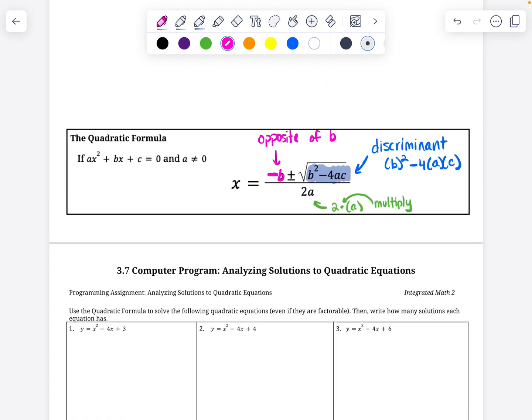Just a little bit of a detail about the quadratic formula. As a reminder, this is the quadratic formula, which is in your notes from a bit earlier. There's a special part of the quadratic formula that gets its own name, and it's called the discriminant. We're going to talk about that a little bit today.